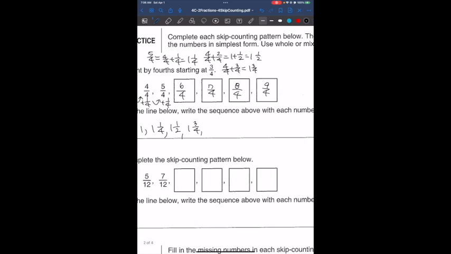And then we have 8 over 4, which is 2. And then we have 9 over 4, which is going to be 8 over 4 plus 1 over 4. So it's going to be 2 and 1/4.